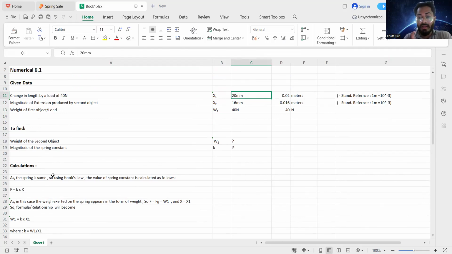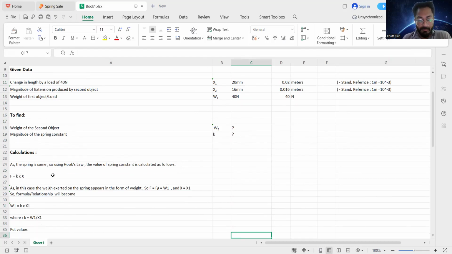So the magnitude of the weight which you will derive in the second case should be less as compared to the first one. So your answer will be lesser than 40 Newton. If any student derives an answer which is greater than 40 Newton, then his or her answer shall be wrong. Definitely wrong. Okay.